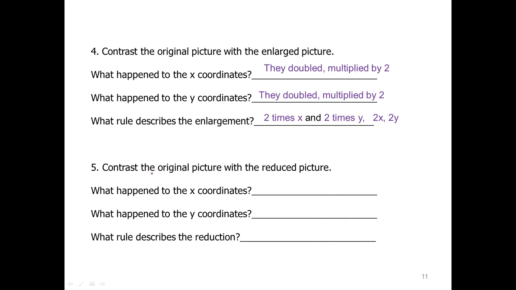Contrast the original picture with the reduced picture. Well, the x-coordinates became smaller by half, and so did the y-coordinates. And so what's the rule that describes the reduction? We have half of the x's and half of the y's, which we can just write as 1/2 x, 1/2 y. The 1/2 with the variable beside it tells me I'm going to multiply 1/2 times whatever my x value is.